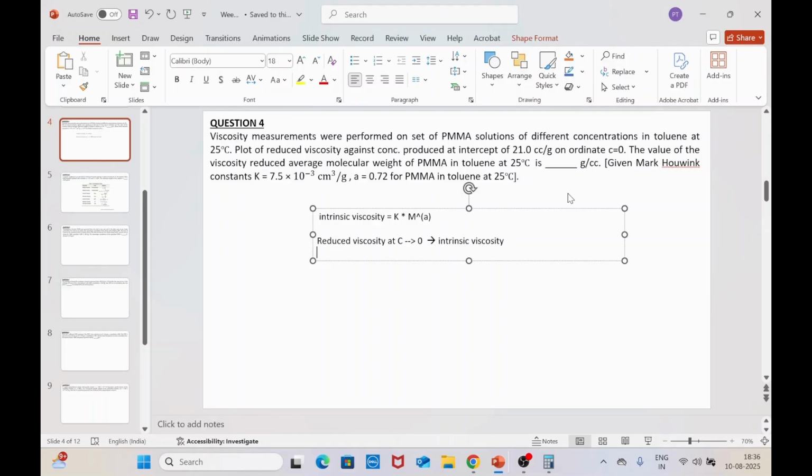and so reduced viscosity will be specific viscosity by the concentration of the polymer solution, and when this concentration tends to 0, that reduced viscosity is called the intrinsic viscosity. Here, at C equal to 0, the reduced viscosity is 21. So that means it is the intrinsic viscosity. So intrinsic viscosity is 21 cc per g, and the K value is 7.5 into 10 to the power minus 3.